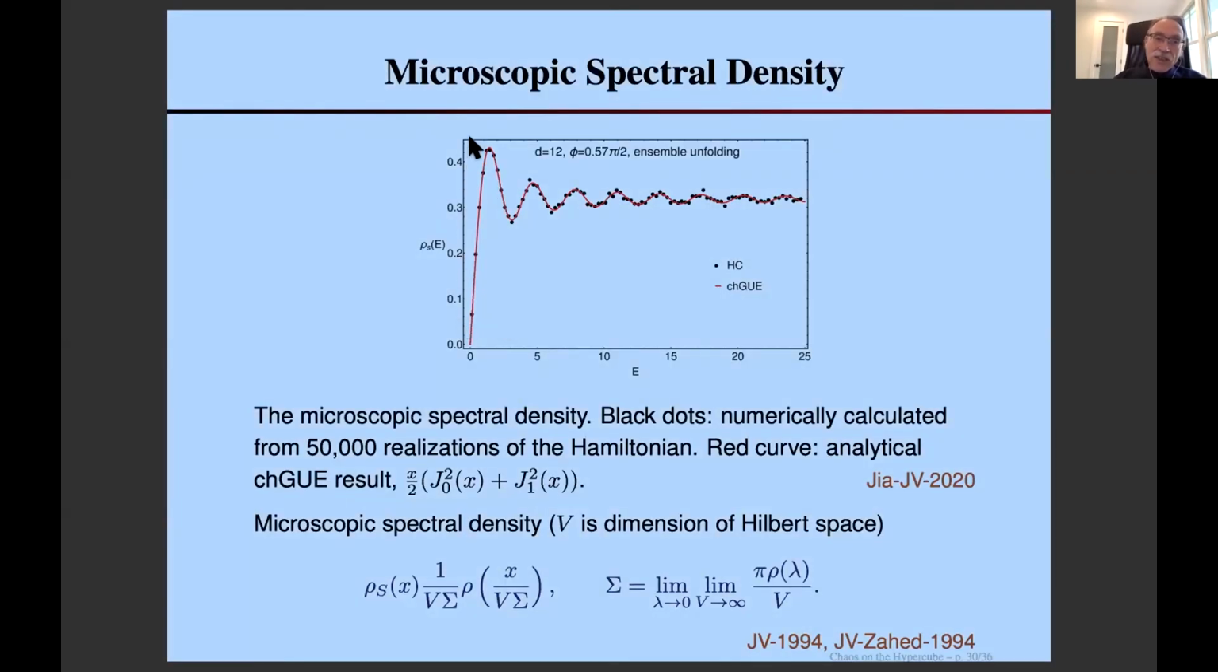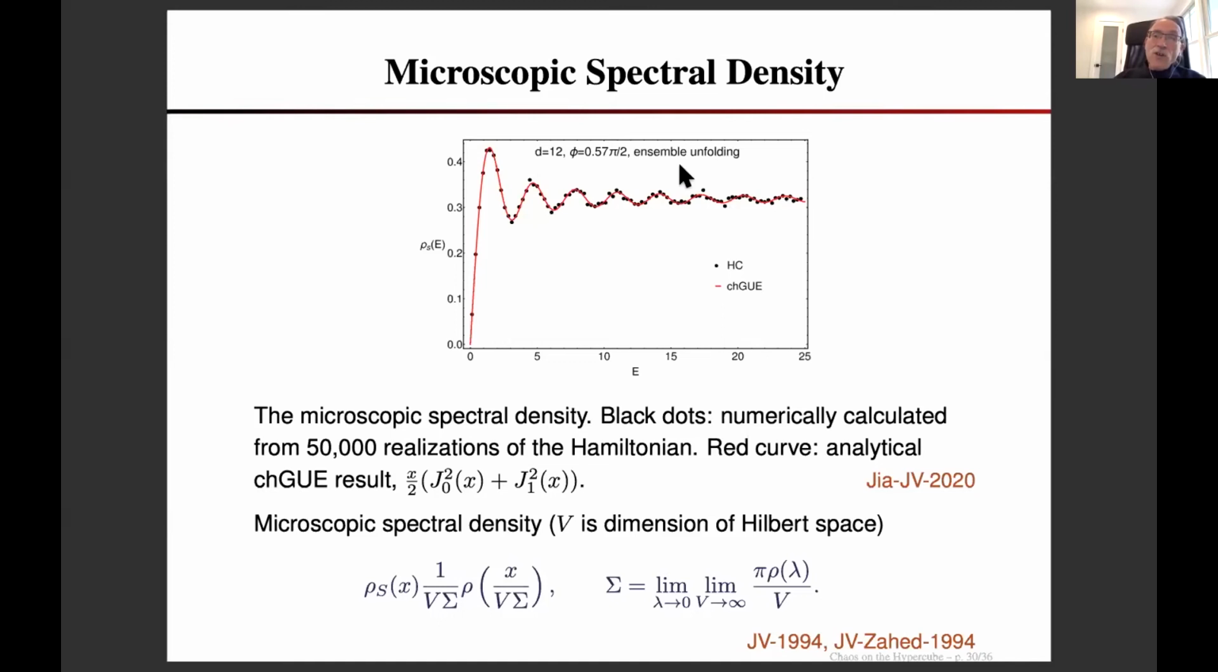And then you see these oscillations. This is the position of the first eigenvalue, second, third. You can obtain them analytically in chiral random matrix theory. It's given by this expression in terms of Bessel functions. And you see that it indeed agrees very well.